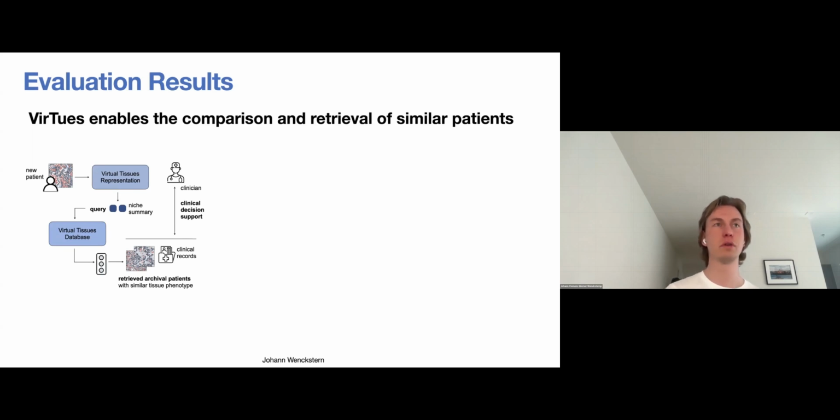To query a database, we need some notion of similarity between tissues. We represent the tissue as a set of niche summary tokens, and to compute the similarity metric, we compute the optimal transport distance, namely the 2-Wasserstein metric, between these sets of niche summary tokens. This serves as our notion of distance, and we retrieve the top 3 candidates or closest matches.